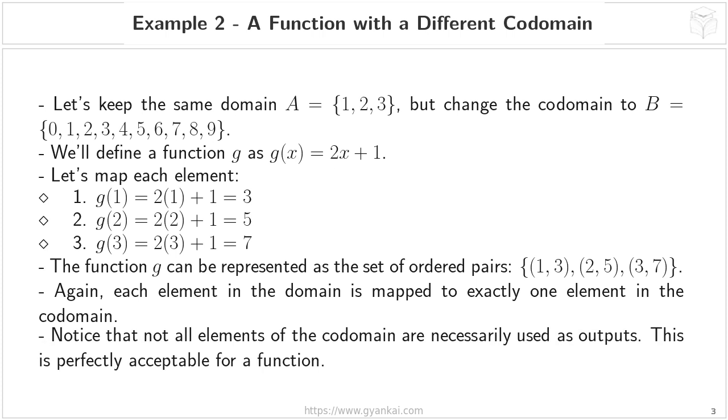Now look closely at the codomain B. We used the numbers 3, 5, and 7 as outputs, but we didn't use all the numbers from 0 to 9. This is perfectly fine. A function doesn't have to use every single element in the codomain. The codomain just defines the set of possible outputs. It's like having a toolbox. You don't need to use every tool in the box to complete a task, but it's good to know they're available if you need them. Keep this in mind, as it's a common point of confusion. We'll reinforce this idea on the next slide, where we discuss common mistakes students make when working with functions.